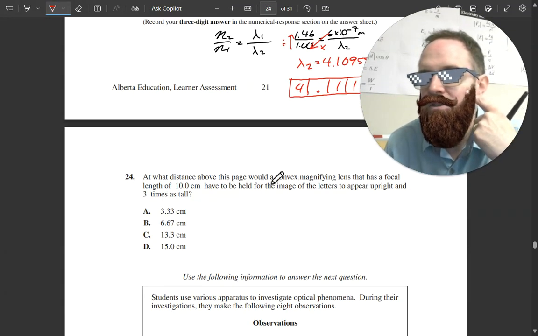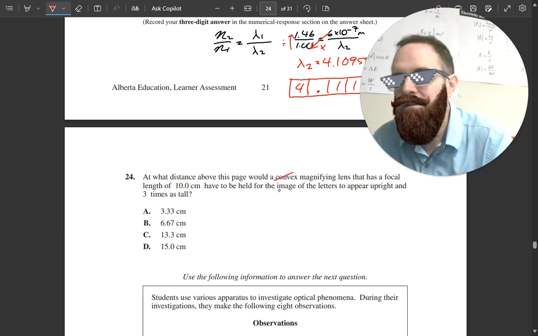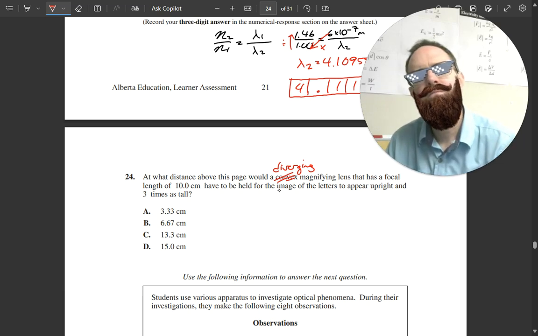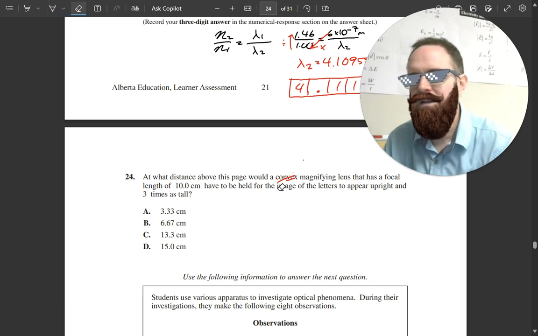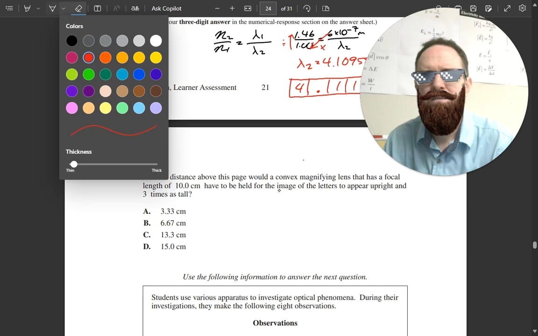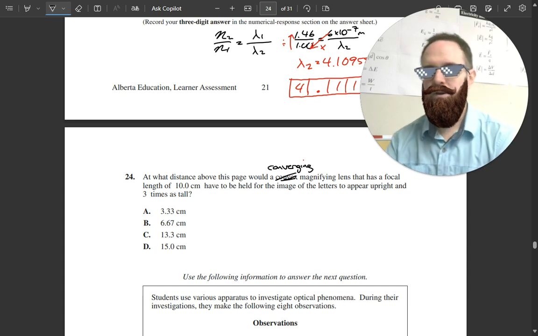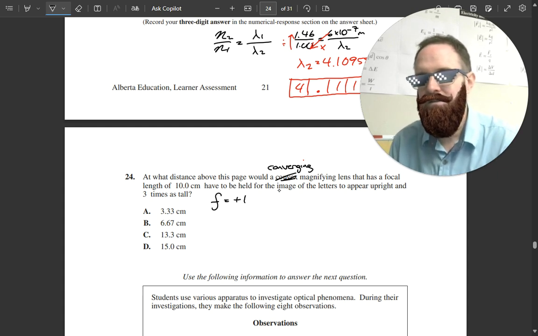What distance from the page would a convex magnifying lens? This is an old question, so this is a diverging. The government has since changed the way this is written, so this convex lens. No, this is a converging lens. That's why I always mess that up now too. So that's what they would say now. They wouldn't say that, they would say converging. Okay. Focal length of this: it's a converging lens, so the focal length is a positive 10 centimeters.